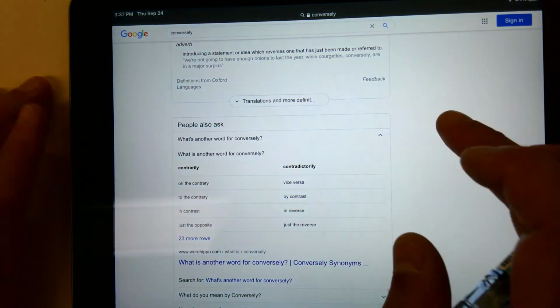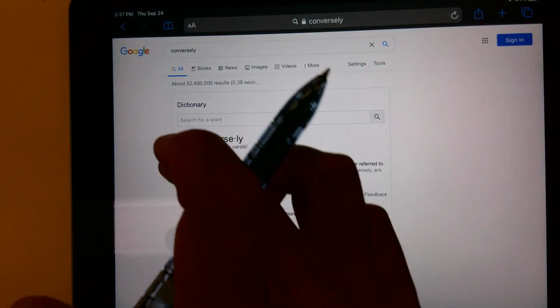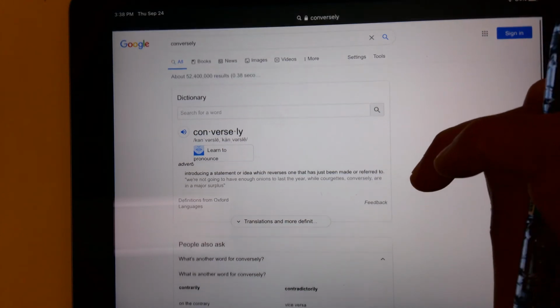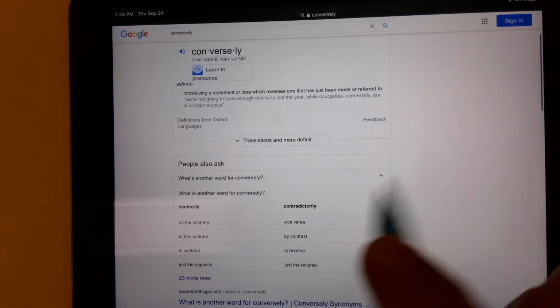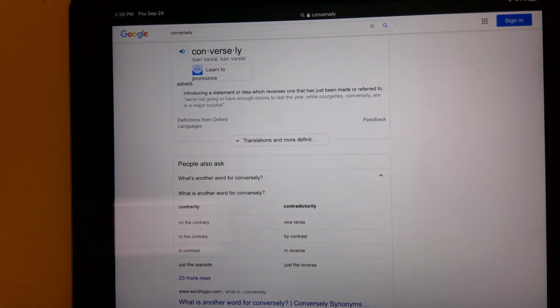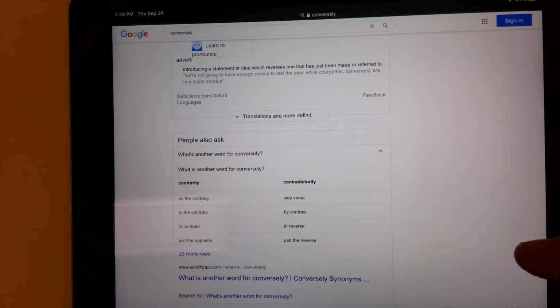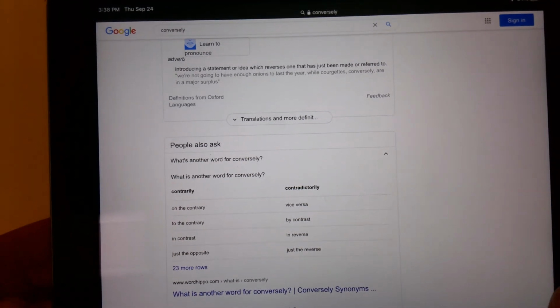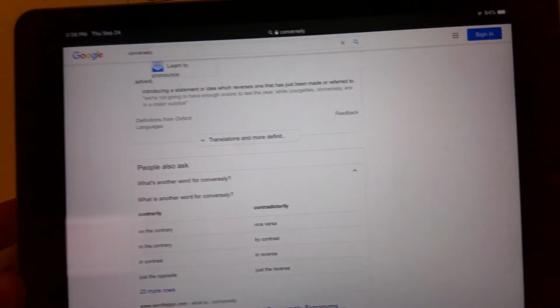I considered another word. I'm busting out the iPad again. I looked up the word conversely on Google, and though it's very definition-y, right below it, somebody asked, what are other words for conversely? And then they offer a bunch of them. I would focus on ones you do know, or at least feel as though you've heard before, like by contrast is on there, just the opposite, in contrast, on the contrary, maybe you know that. And that feels very much like however.